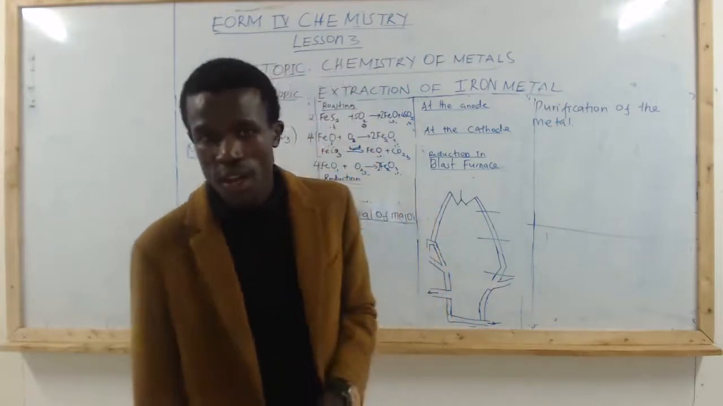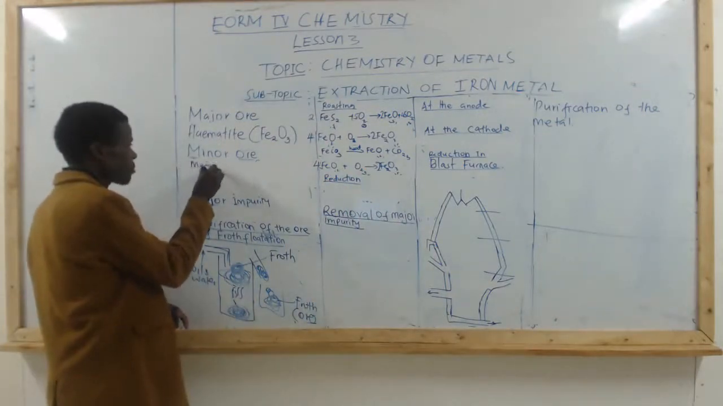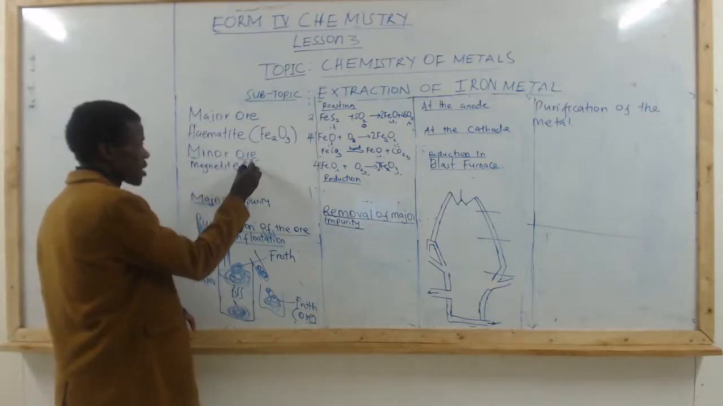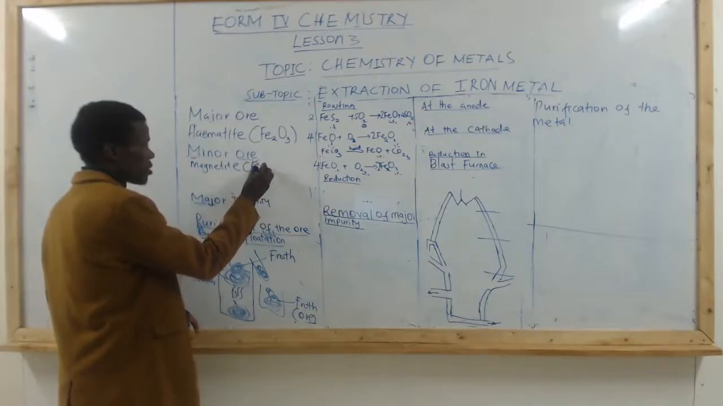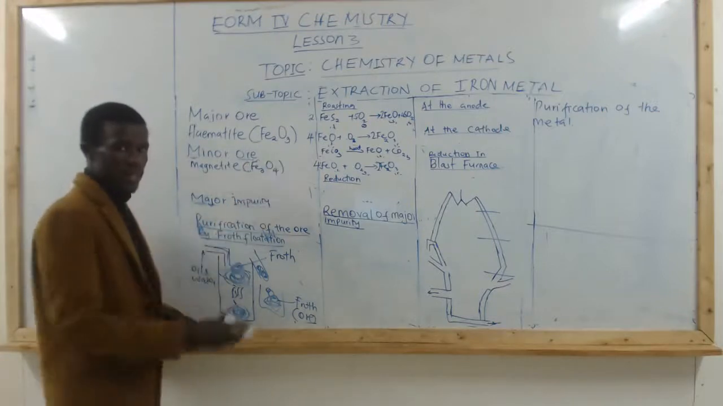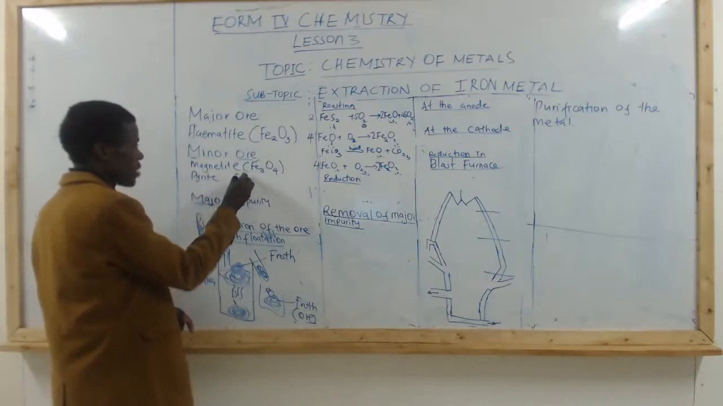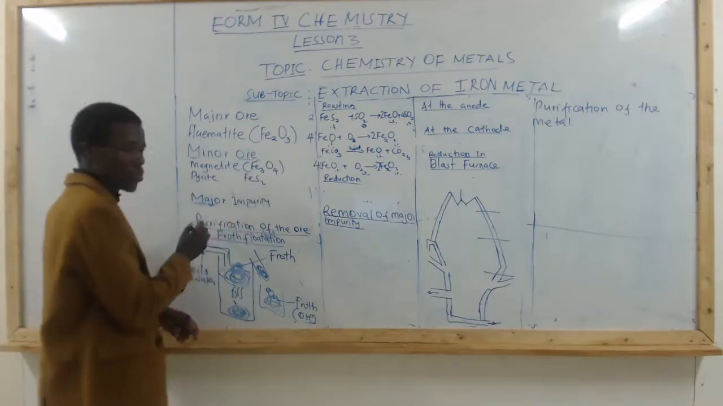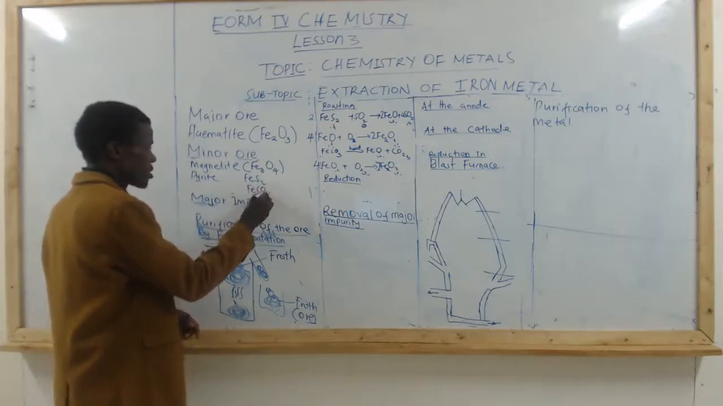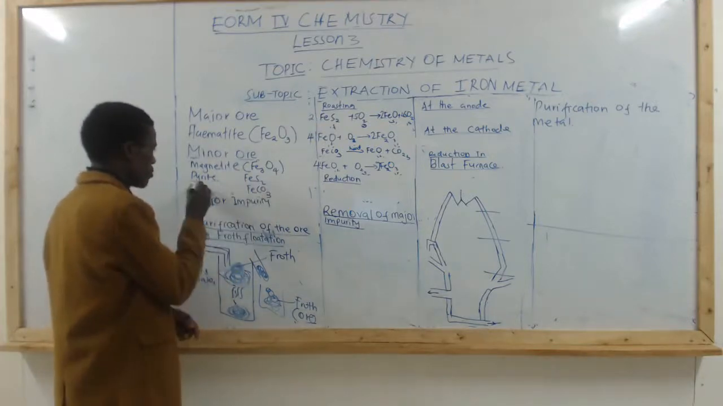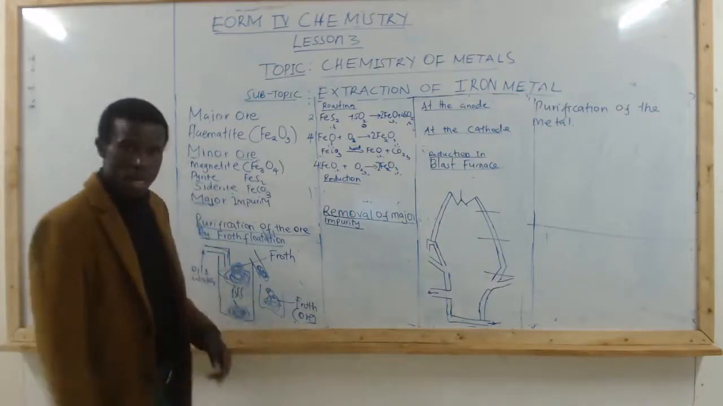So the minor ores of iron, we have got magnetite, which is triiron tetraoxide. Another minor ore, we have pyrite, which is iron sulfide. Then also we have another one known as iron carbonate, or you can call it siderite. Siderite is another minor ore of iron.